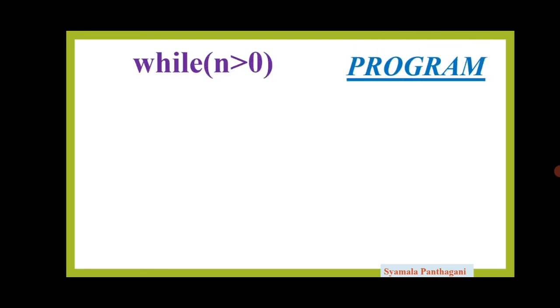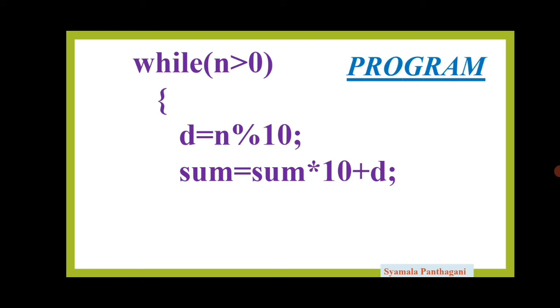While n is greater than 0, open brackets, d is equal to n mod 10, sum is equal to sum star 10 plus d, n is equal to n by 10 and closed brackets. Children, instead of into, we are writing star in the computer language. Don't write the into symbol which we are using in mathematics. You just write stars instead of into here.